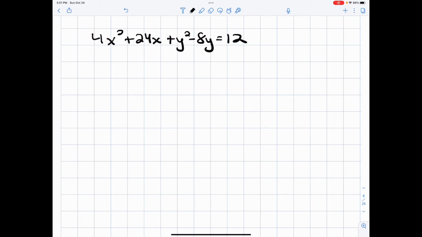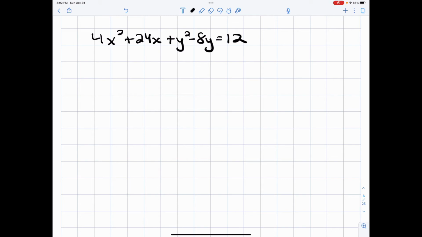But notice this one has an x² term and an x term and a y² term and a y term. So we're going to have to do some completing the square to help us get it into that form that we need to identify everything and graph the ellipse.